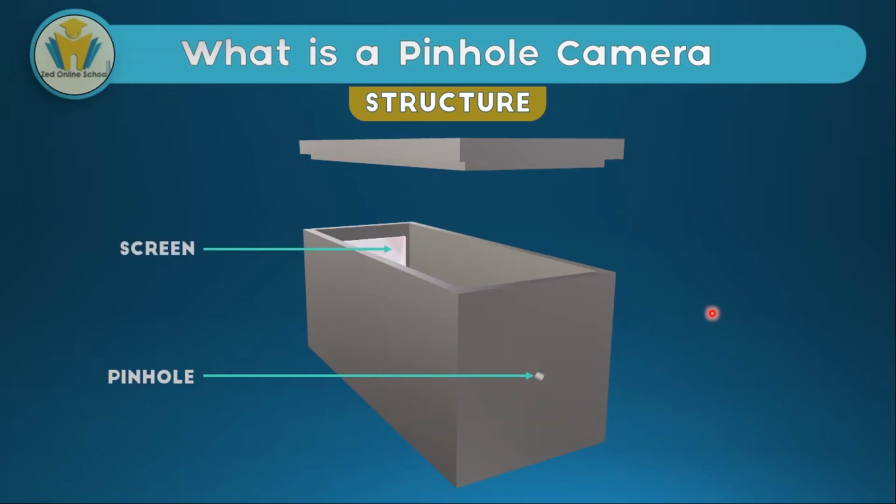The other part is the screen where the image will be formed, and we have a lid. This lid ensures that inside this box, there's no light getting in apart from the small hole here where we've allowed light to get in. This structure can even be made by you at home when you get a box and make that pinhole. Therefore, you can make a pinhole camera just at your home.